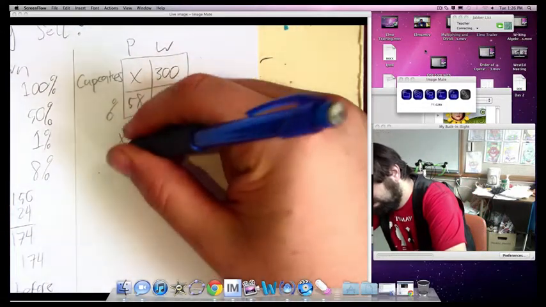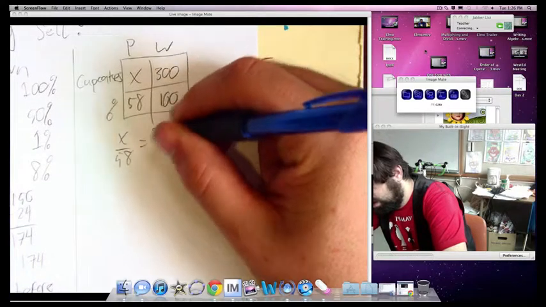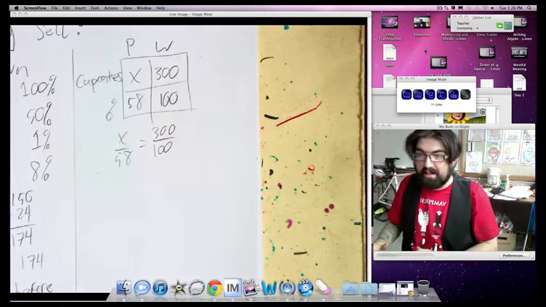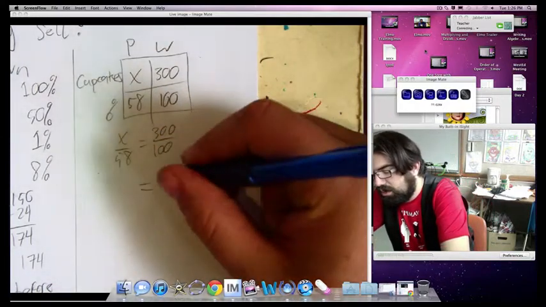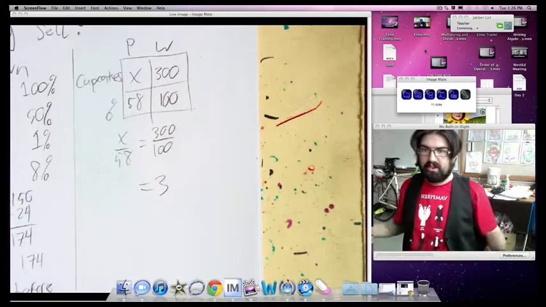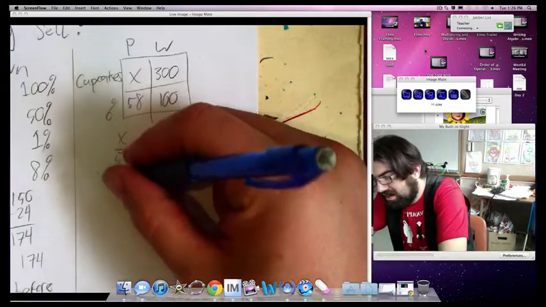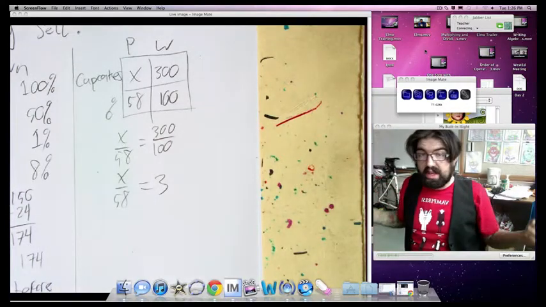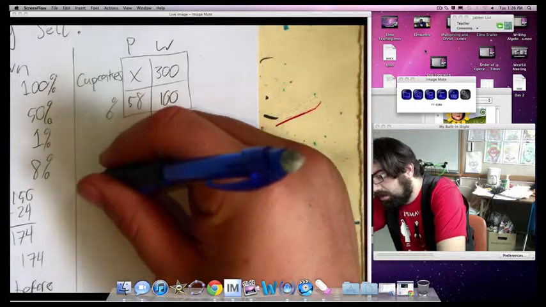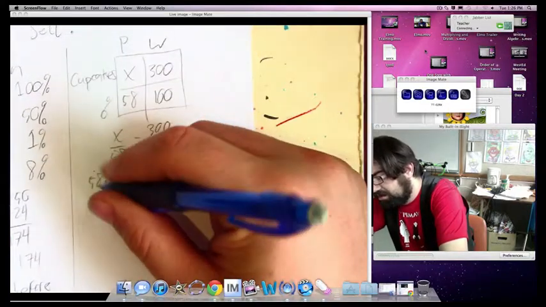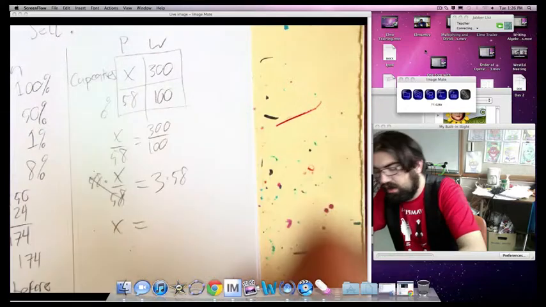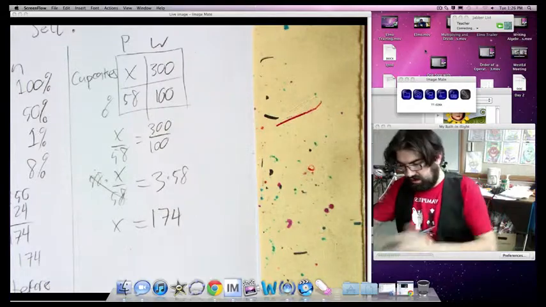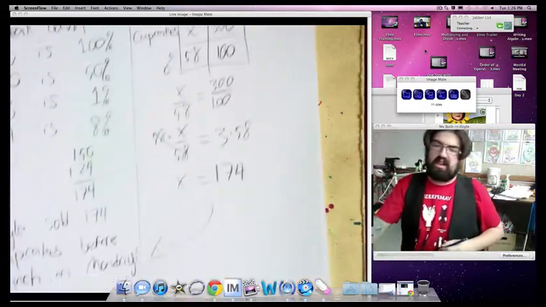Okay, set it up. X over 58 is equal to 300 over 100. I'm not going to cross multiply. I'm going to take a minute and say, that equals 3. 300 divided by 100 is 3. So X over 58 equals 3. The opposite or the inverse of dividing is multiplying, so multiply both sides by 58, X equals 174. Done. Again, I would write my answer as a complete sentence, just like I did over there.